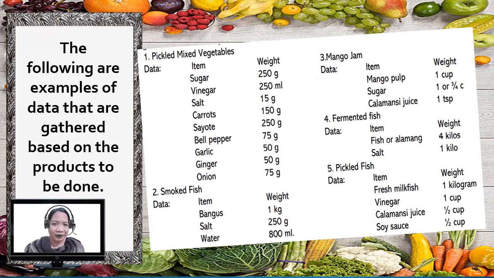Here are the 5 examples of processed foods. So we have pickled mixed vegetables for number 1. Number 2, we have smoked fish. Number 3 is mango jam. Number 4 is fermented fish. And number 5 is pickled fish. The data given here are the ingredients of these 5 processed foods and their corresponding weights.